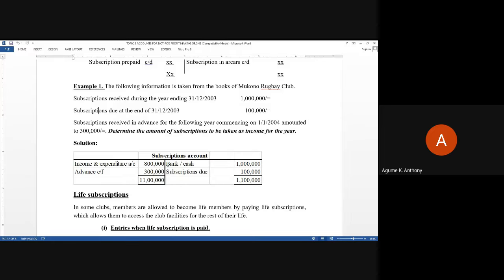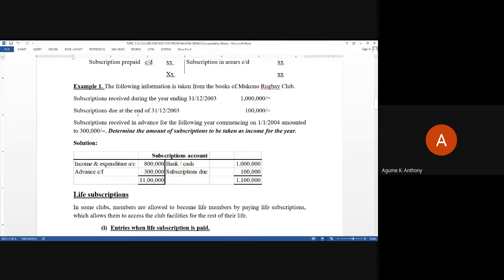Subscription received in advance for the following year commencing on 1st of January 30x4 amounted 300. Determine the amount of subscription to be taken as income for that particular year. So if you have your subscriptions account, you realize that the subscription received during the year ending 31st December was 1 million. So if it was received, then automatically it means that you're going to credit your subscriptions account, and of course the corresponding debit will be in the cash or bank.